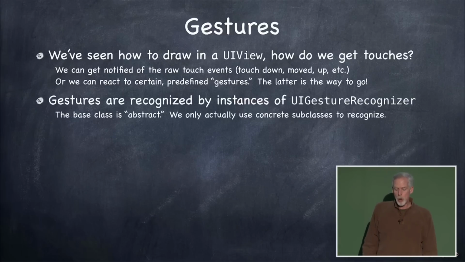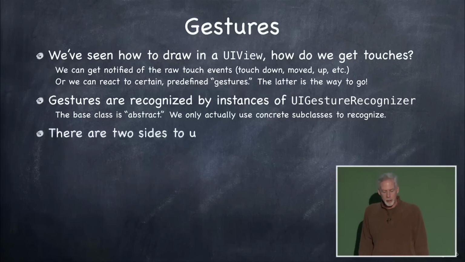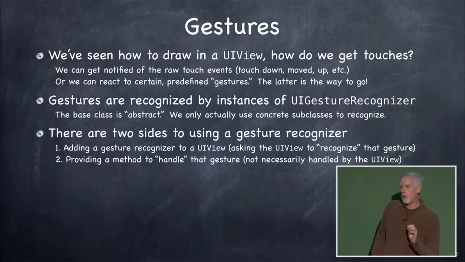Okay, so gestures are recognized by instances of a class called UI Gesture Recognizer. Okay, good name. But UI Gesture Recognizer itself is abstract. You never actually instantiate one. Instead, there's a bunch of subclasses of UI Gesture Recognizer, and those are what you instantiate to get the kind of gesture you want. So there's pan gesture recognizer and pinch gesture recognizer and tap and swipe gesture recognizer, etc. Okay? Now, when you want to use a recognizer, there's really two parts to it. Okay?